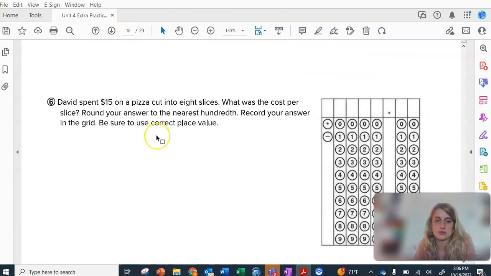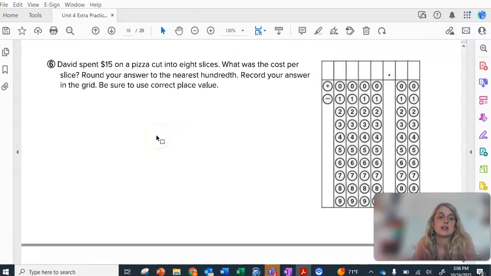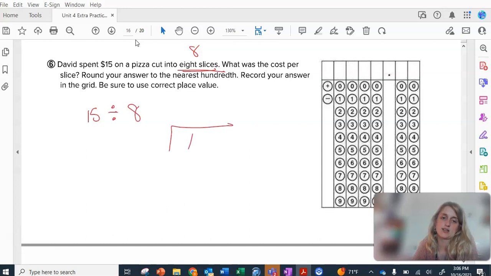I think this is the last one. Let's see. Yep, last one. David spent 15 dollars on a pizza cut into 8 slices. That seems important. We'll underline that. What is the cost per slice? Cost per slice.